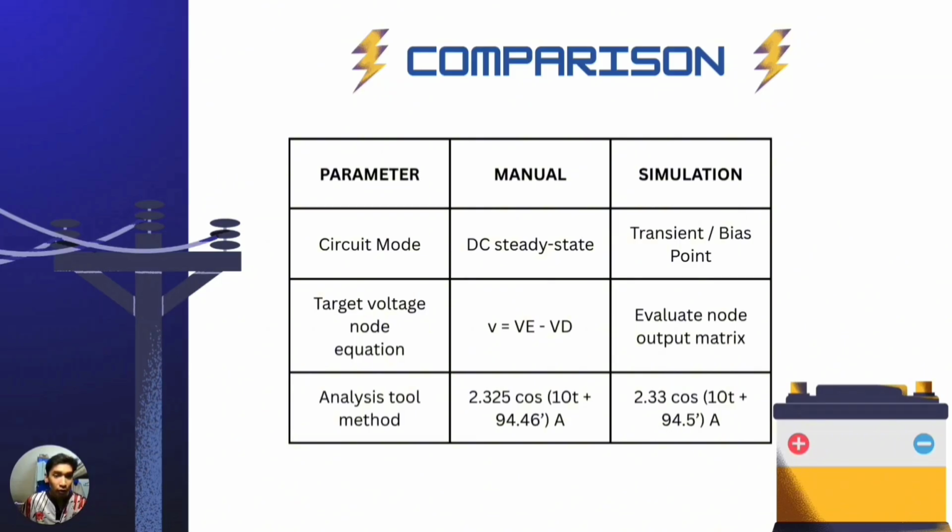The target value is the node voltage, with node equation V equals VE minus VD. The simulation evaluates the node output metric, and the analysis tool method gives 2.325 cos(10t + 90.46°) ampere. And as you can see, in the simulation we got 2.33 cos(10t + 94.5°) ampere.